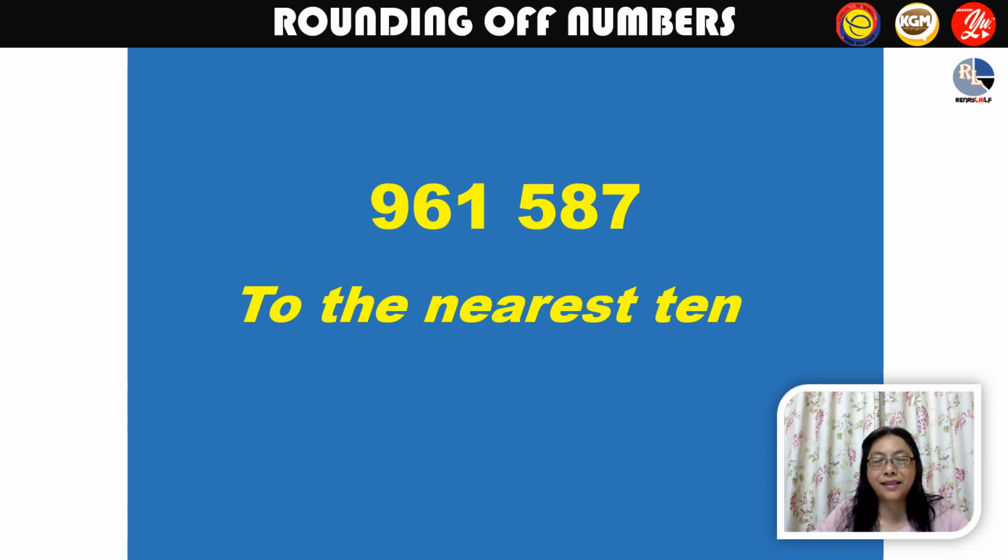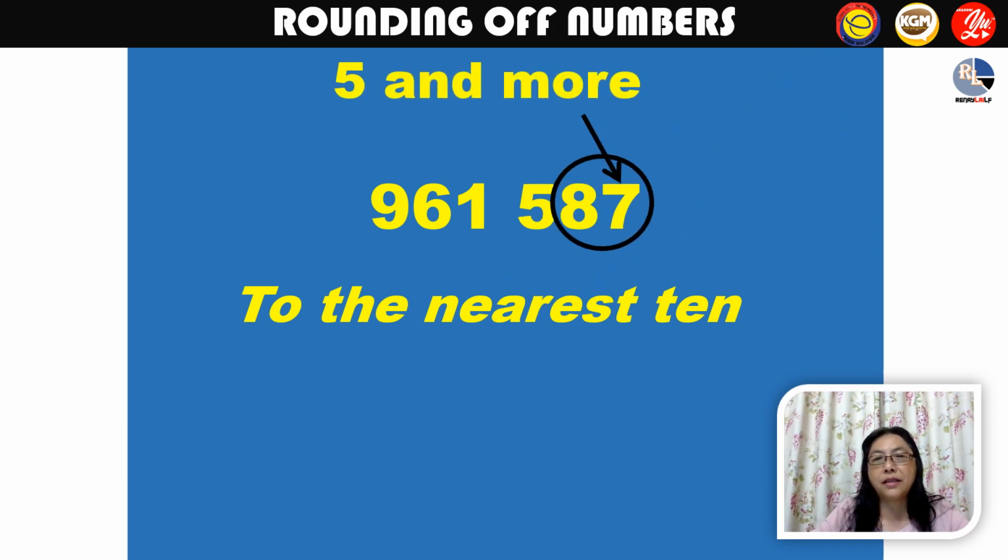Let's look at the next number. 961,587. Round it off to the nearest 10. All right, what are we going to circle this time? Yes, we're going to circle 87. 7 is the second number. Second number is more than 5 or 5. So we're going to add 1 to the first number.